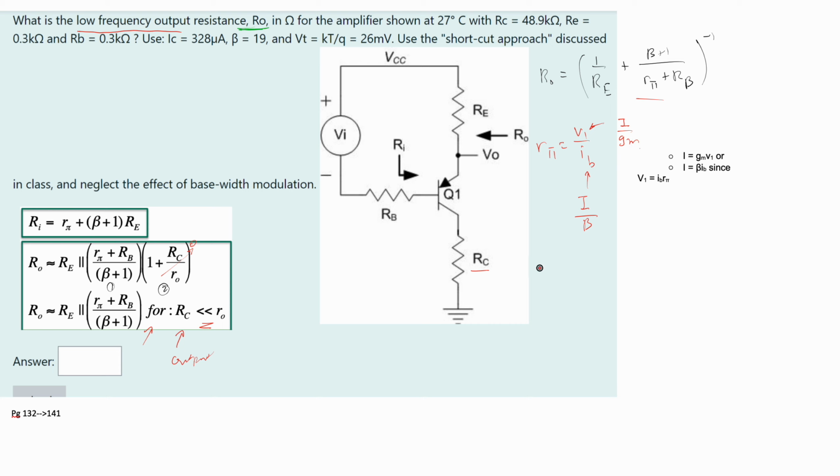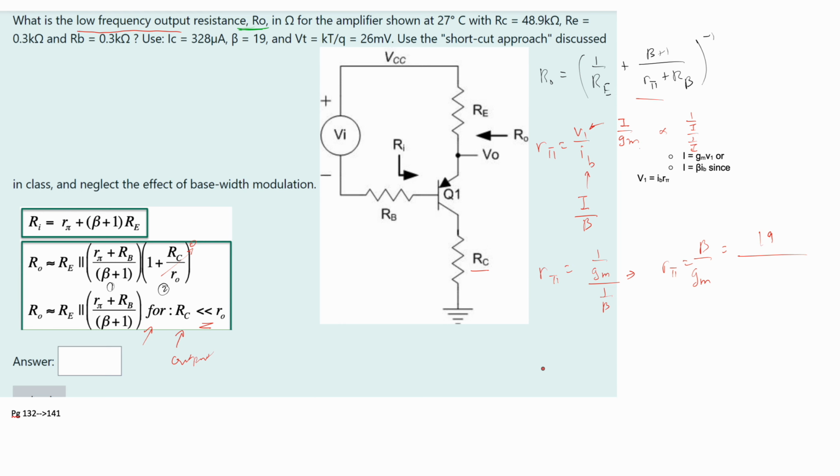That means that R pi is going to be equal to I over GM over I over beta. Now we can get rid of the I's because there's an I in the numerator and an I in the denominator, so we can multiply the top and the bottom by 1 over I, and then we get 1 over GM over 1 over beta. So we can multiply the numerator and denominator by beta, and we get that R pi is equal to beta over GM. Now our beta is 19.